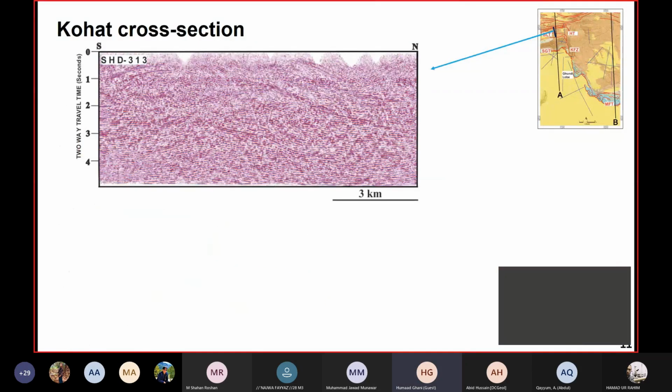Then looking at the structure style, people who have worked in Kohat can understand that this is not an easy place to understand the structure style just from the surface stratigraphy. If you have seismic, that gives you an additional constraint on the subsurface geometry. So what I did is I combined the surface structural geology with the seismic, and what you see here is that in the seismic, in the upper 1 to 2 seconds of the section, you see a kind of discontinuity in the structure patterns.